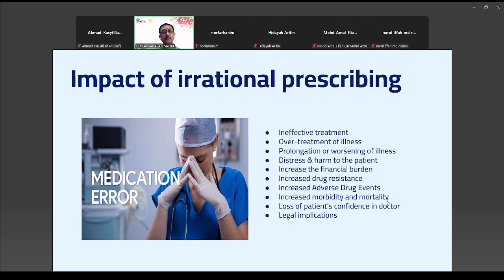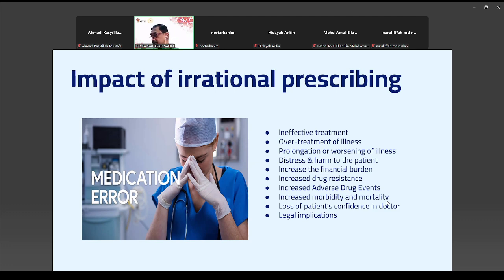When you do not give a proper prescription, that leads to prolongation or worsening of the symptom. It can be because of the side effect of the medication itself. As you remember, amoxicillin and some other penicillin group drugs can cause diarrhea. Some can cause adverse drug reactions. So you have to think of it, and it also causes distress and harm to the patient.